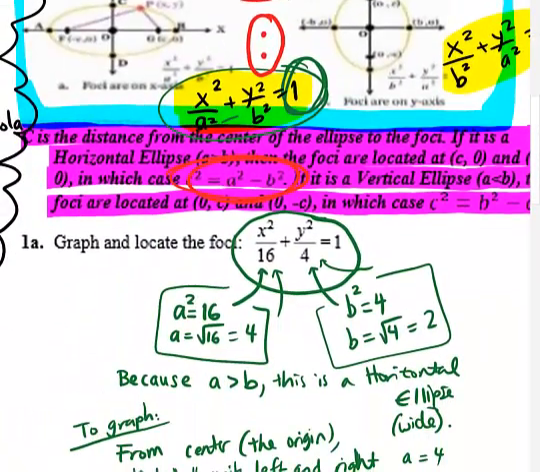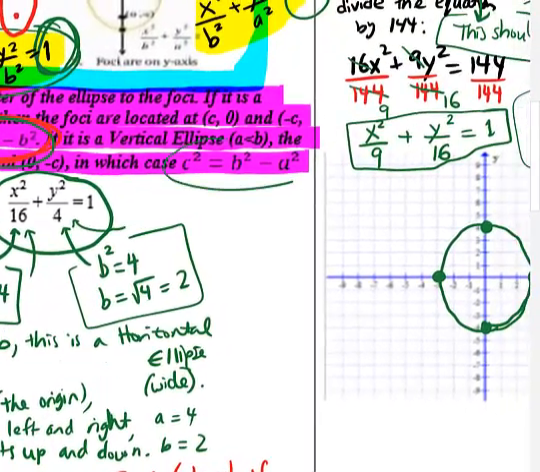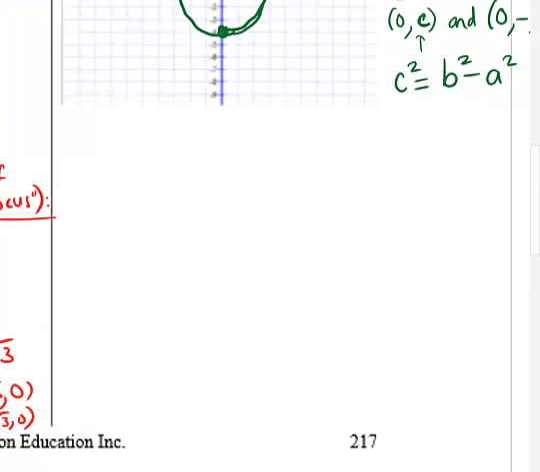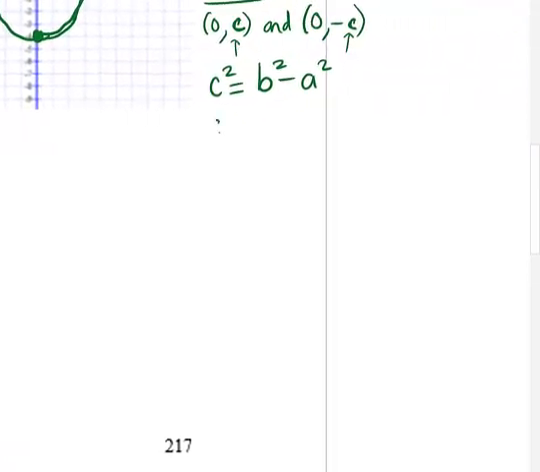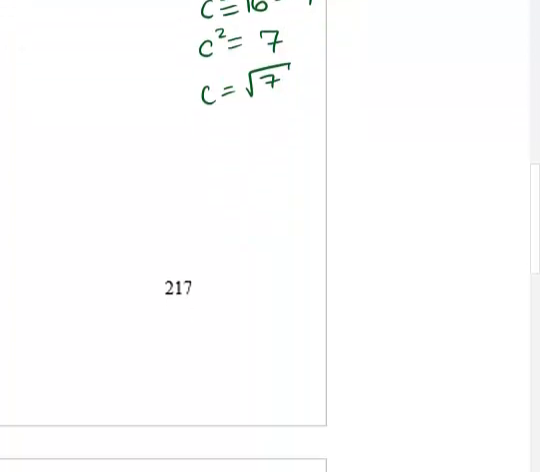It said if it's a horizontal ellipse, you find it using this equation. That's what we did in the first problem. But now since this is a vertical ellipse, we're using this equation. So now b comes first and then a. So c squared is, b was 4. Oh, sorry, a was 3. So it's 16 minus 9, 7. And we'll square root both sides to get the square root of 7, which doesn't reduce, so that's it.